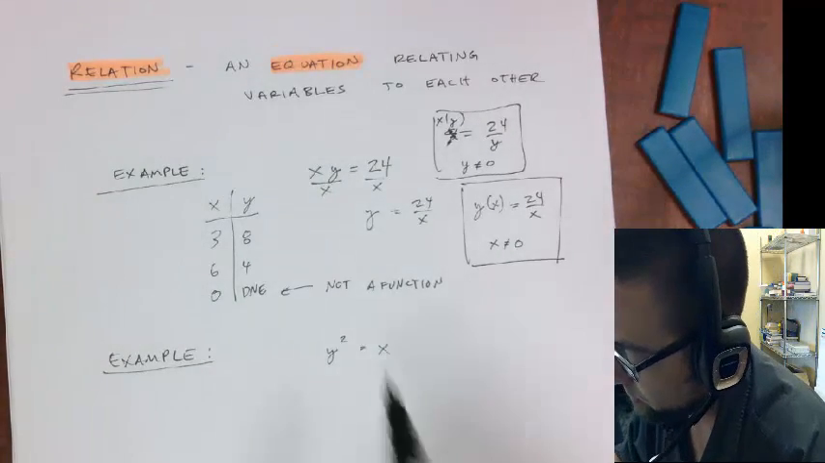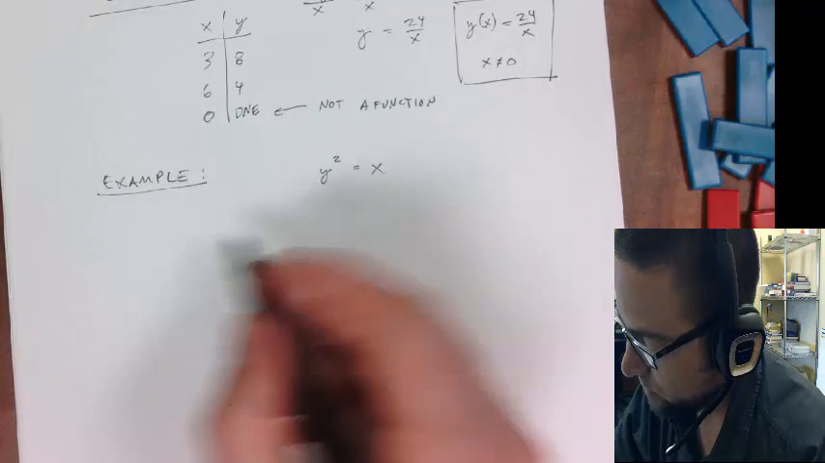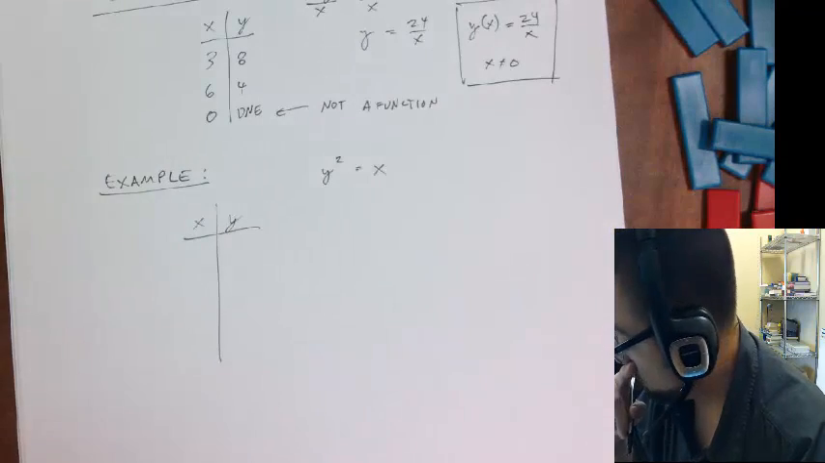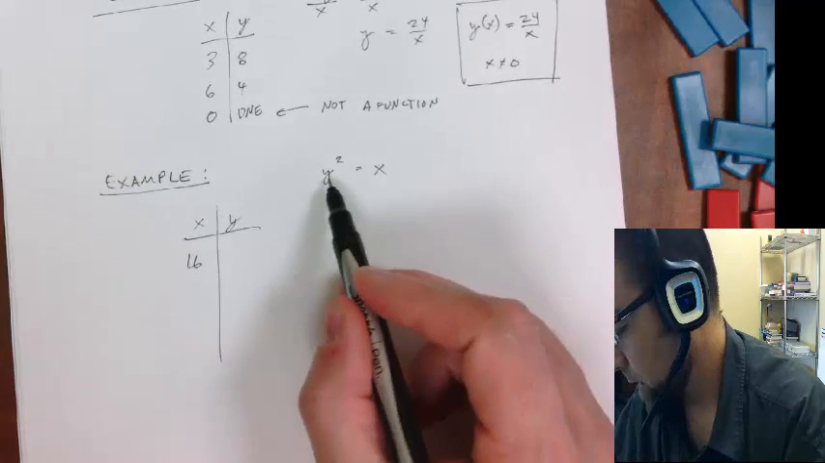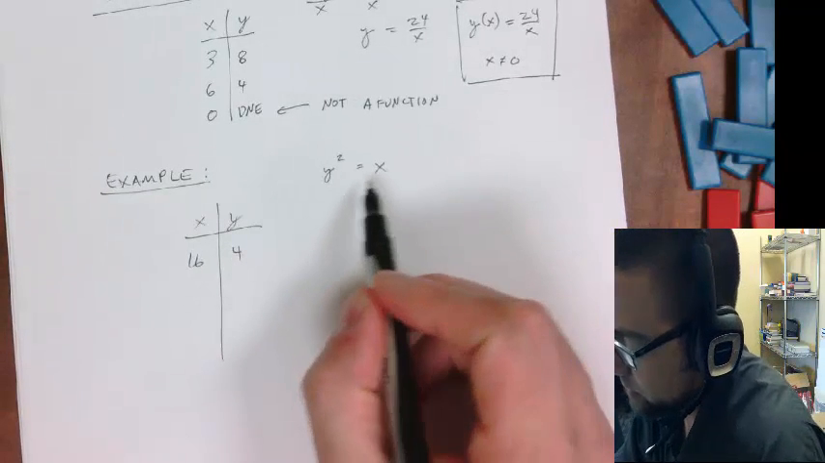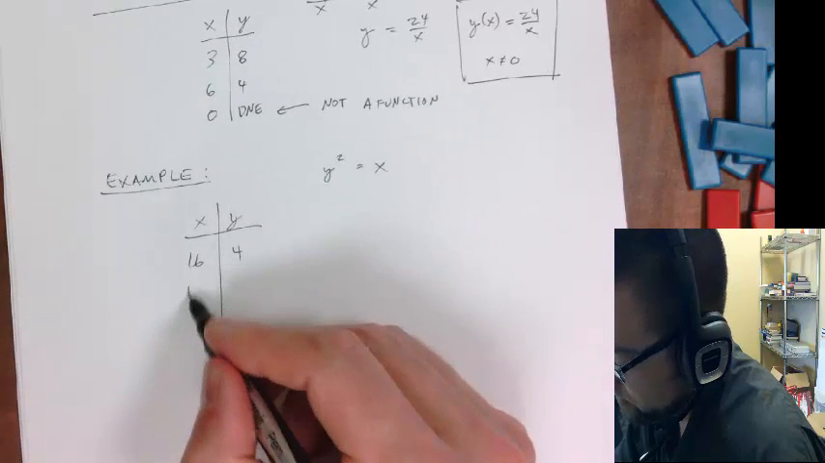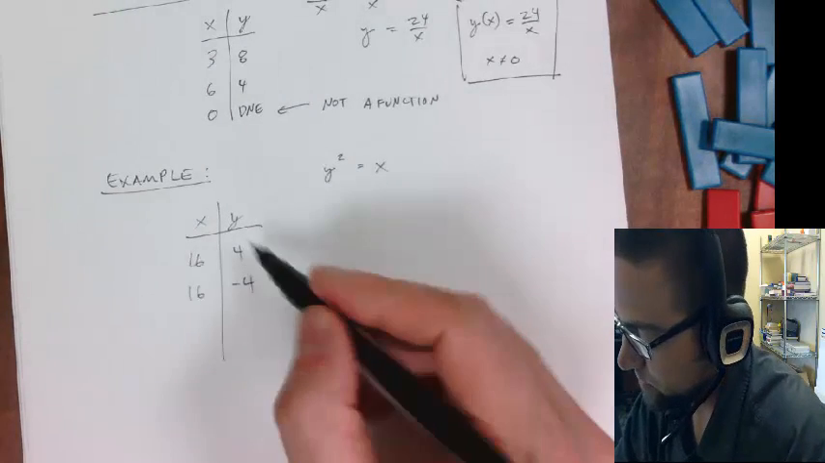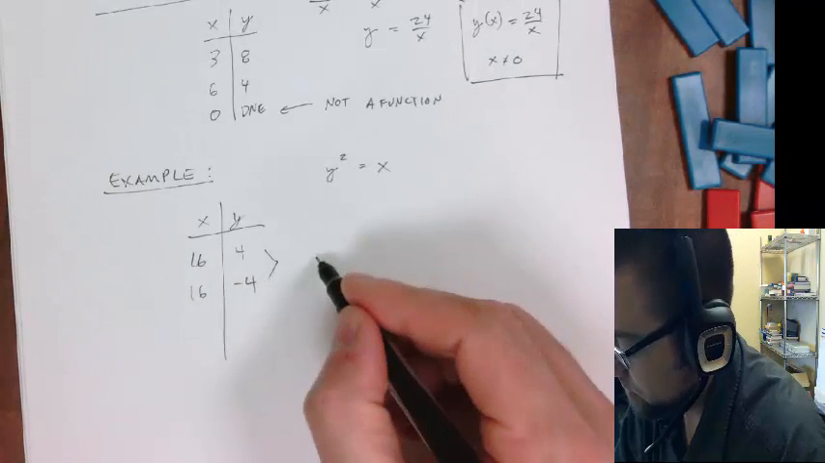Okay, another example. What if I had this relationship that if I square this number, it's equal to some other number? I could do a little table of values. What if I picked an x value of, I don't know, 16? Well, the y that would make that true would be 4, one possibility. But I could also put in a value of negative 4 and get the same thing. Negative 4 times negative 4 is also positive 16. So this is a case where there's two different outputs for a single input. That's not a function.